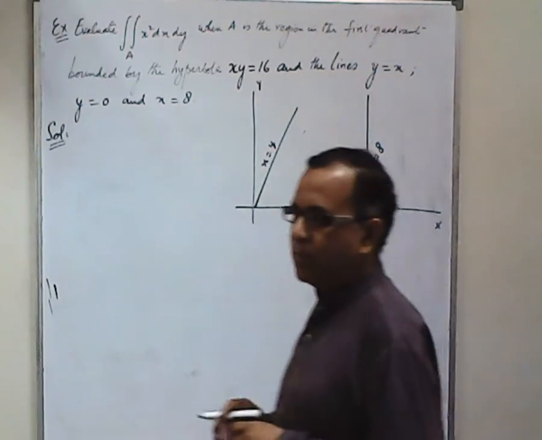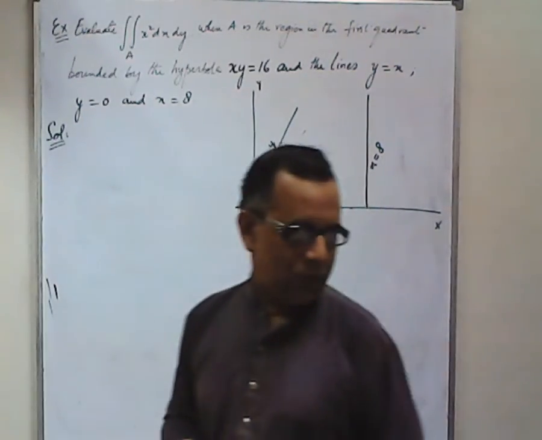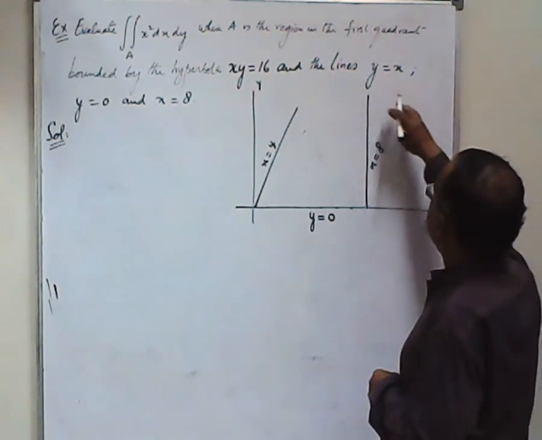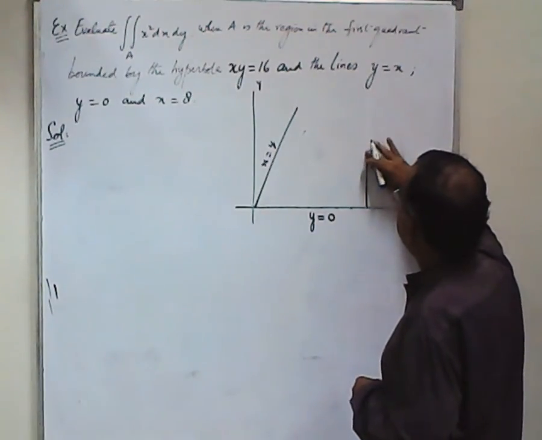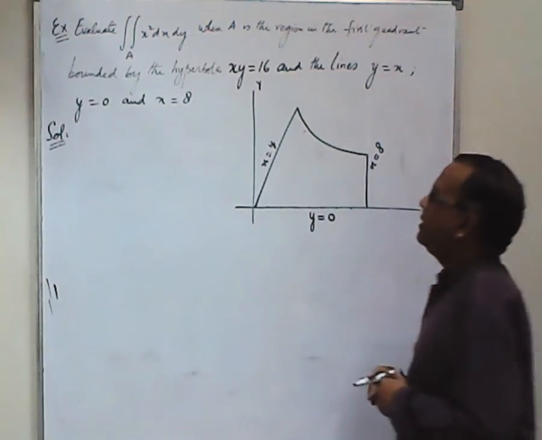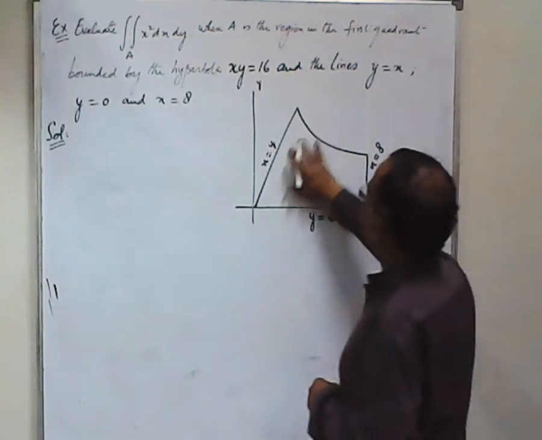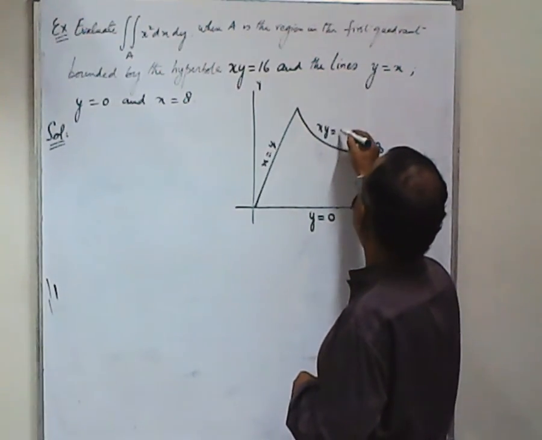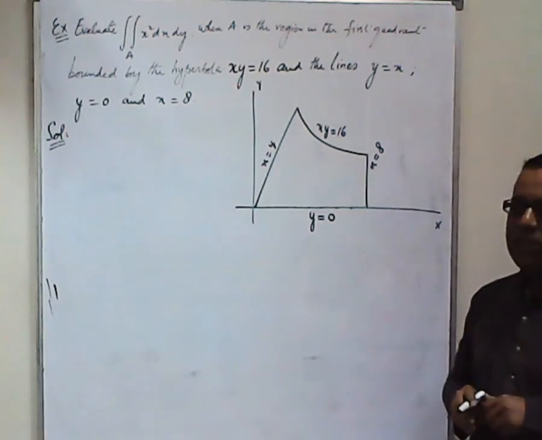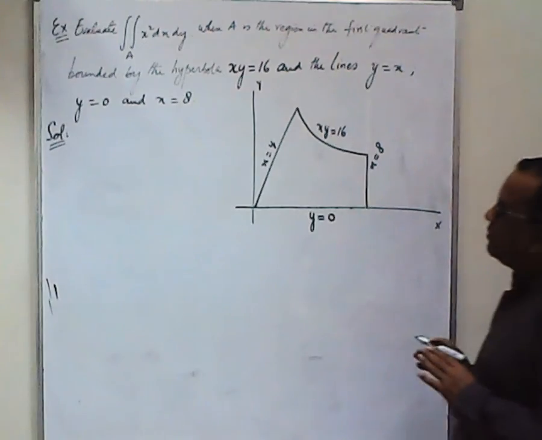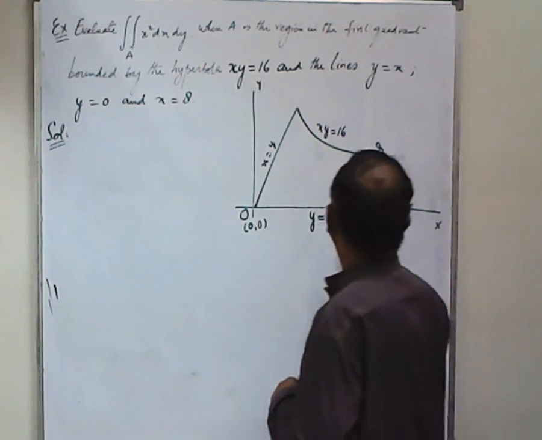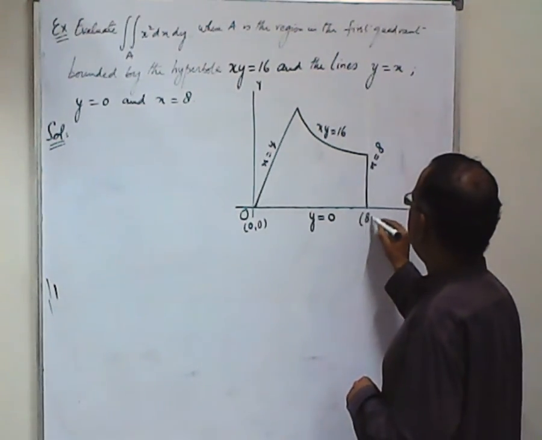And then we have a hyperbola, that is xy equal to 16. So in the first quadrant, it will be like this one. So this will be the xy equal to 16. Now it is very easy to find the points of intersection of all these. This is at the origin, so it means this is 0, 0. Here we know this is x equal to 8, so 8, 0.